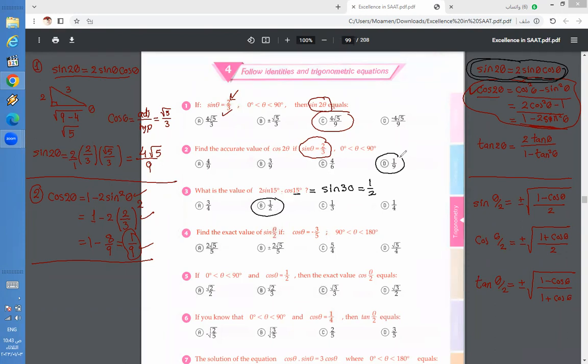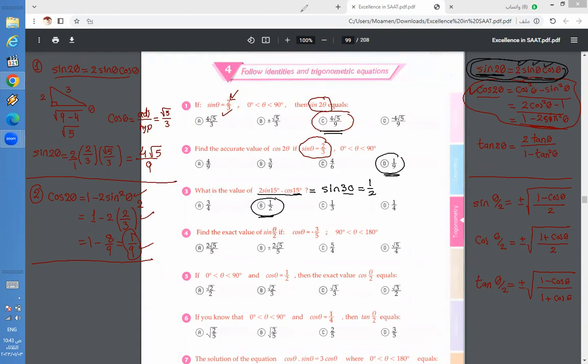So now, number 1, its result is C. Number 2, its result is 1 over 9. Number 3, we get the result directly. He writes the rule: 2 sine cosine equals sine of the double angle. So I need to double 15, multiplied by 2, it will be 30. And we know sine 30 is equal to half.